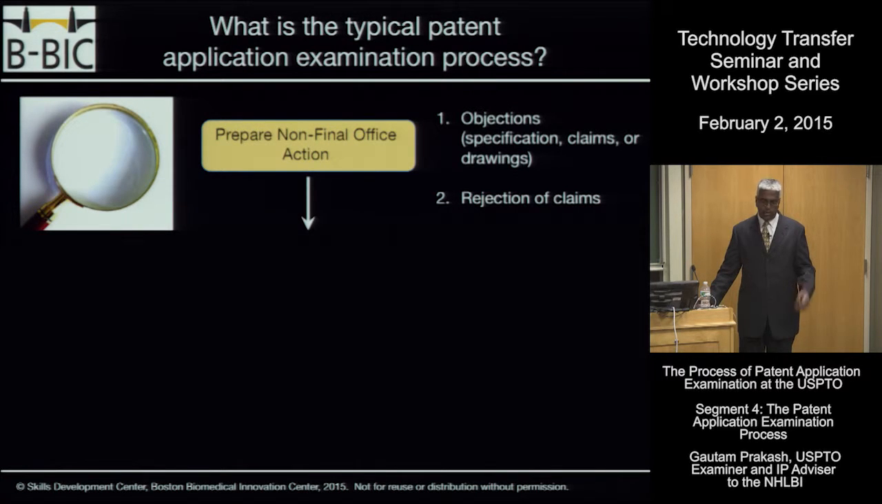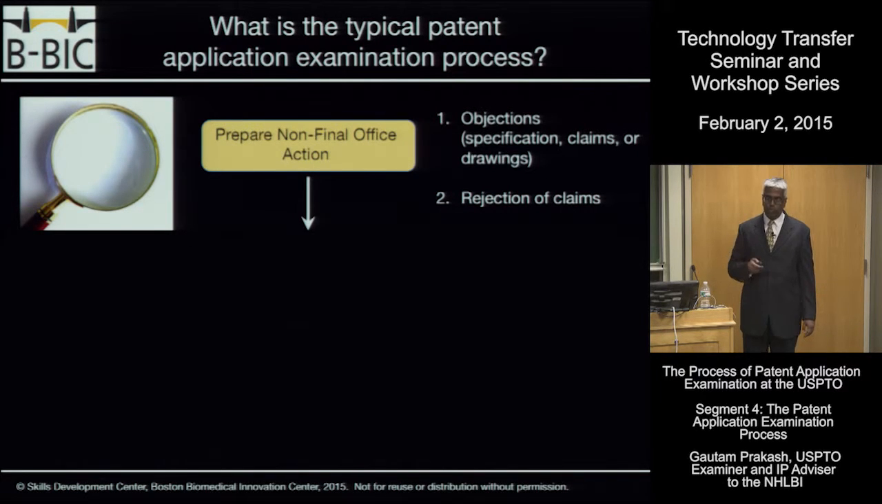So what do they sound like? 101, 102, 112, 103. These are sections of the United States Code that permit me as a patent examiner to reject your claims. My rejections have to fit under one of those sections. I can't just say, I don't like it, right? I have to give a reason, and it has to fit under one of the legal sections of the United States Code, the laws that I have to follow. Question? Okay. I'd refer you again to a prior seminar in which they talk about these various sections of the United States Code.